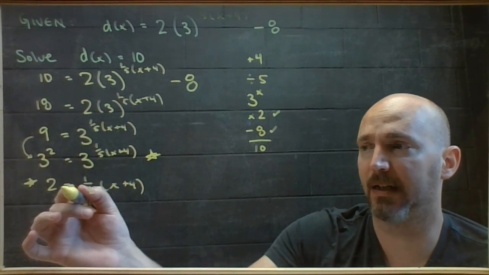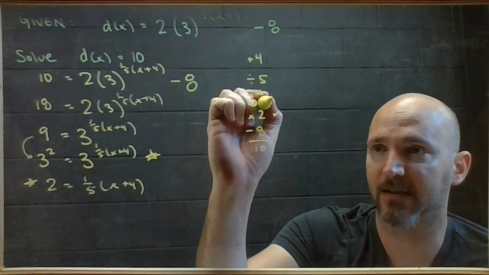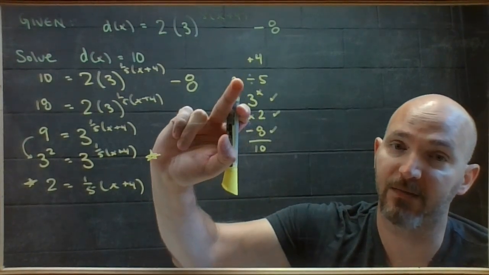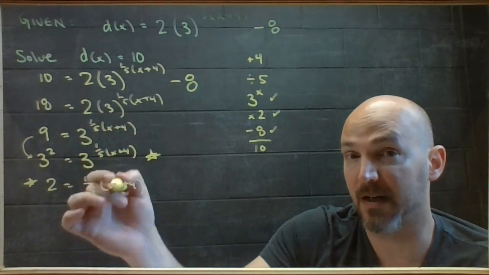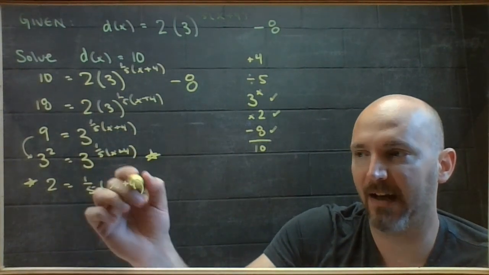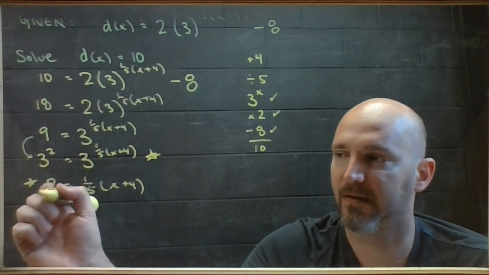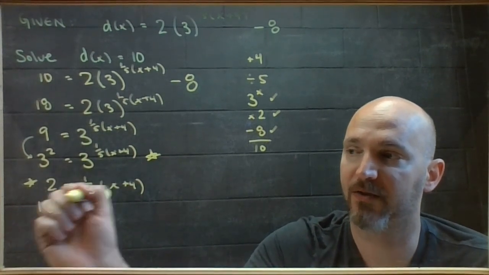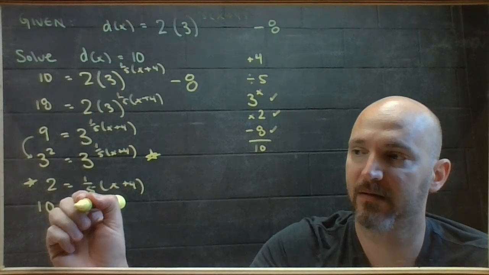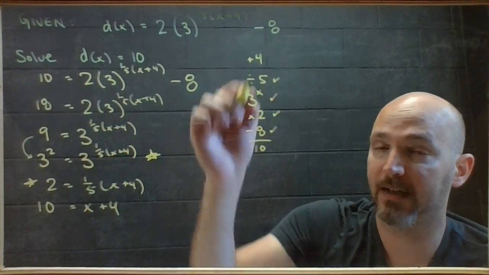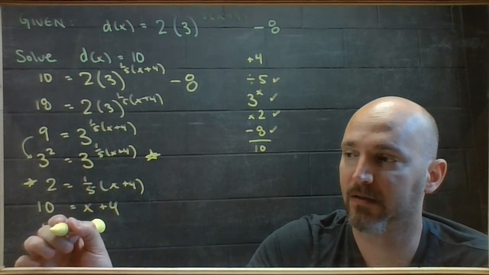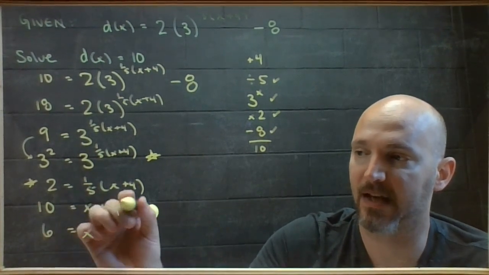So if 2 equals this, check, that's undone. I have to undo a division by 5 now. You undo dividing by multiplying. So if I hadn't taken 1/5 of this, I would have 5 times as much. 5 times 2 is 10. Check. And if I hadn't added 4, I'd only have 6, because 10 minus 4 is 6.